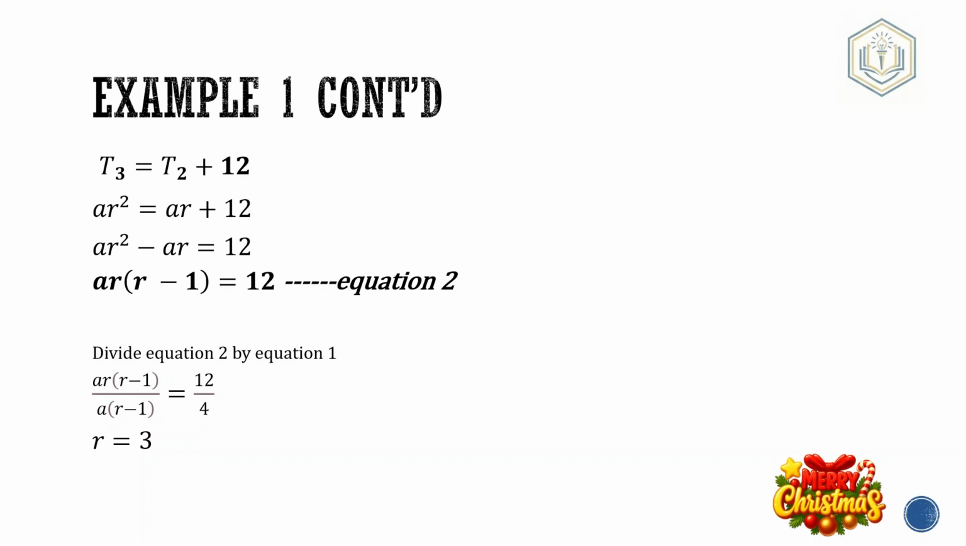So that will give you your ar, open a bracket, r minus 1, close the bracket, divided by, that is the ratio, a, open a bracket, r minus 1, close the bracket, and that's equal to what? 12 divided by 4. And so you will notice that your r minus 1 is up and is down, so it can cancel out. And then you also notice that you have your ar over a, so you can cancel a. What you will have left will be what? Your r, which is equal to 12 over 4. 4 will go into 12 how many times? 3 times. So it means your r equals 3.